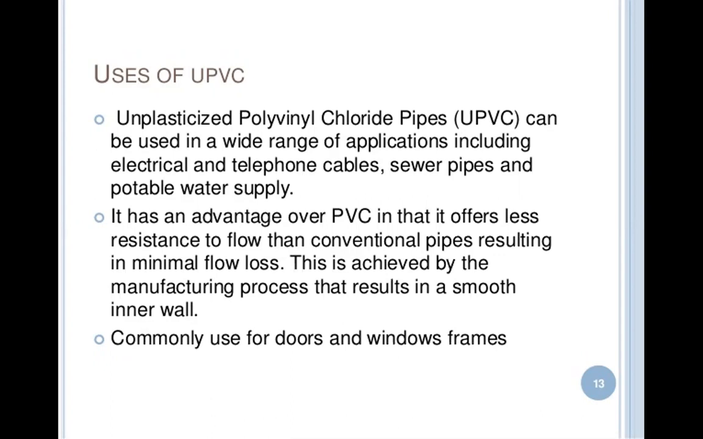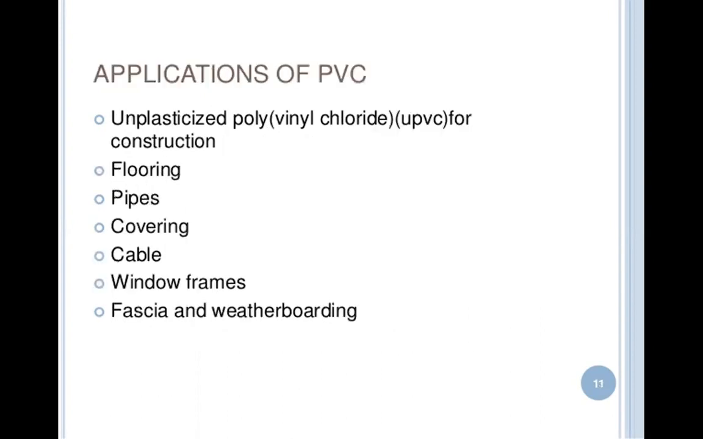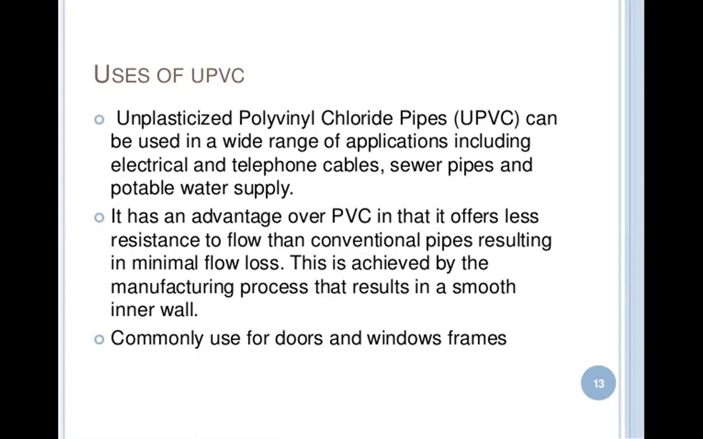Plasticized polyvinyl chloride: if the polyvinyl chloride is treated with a plasticizer. A plasticizer is a substance which is used for the plastic to increase the flexibility and strength of the plastic. If this plasticizer is added to the polyvinyl chloride, it is known as plasticized polyvinyl chloride.